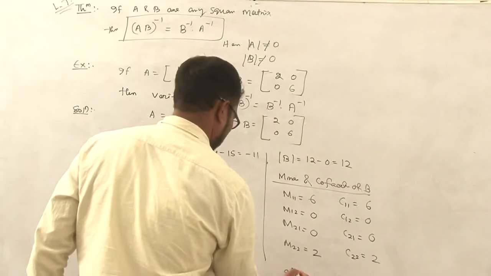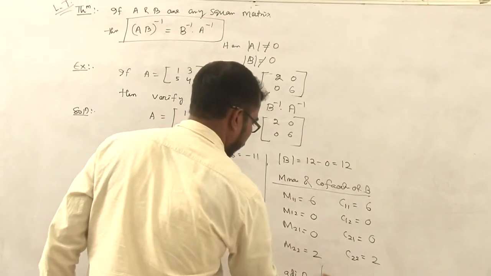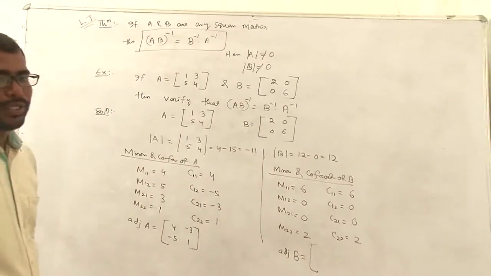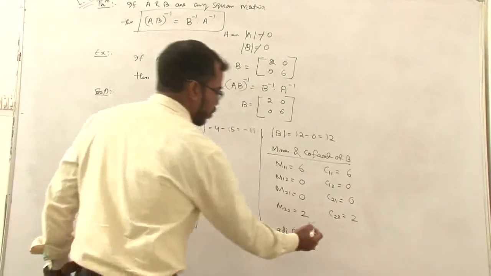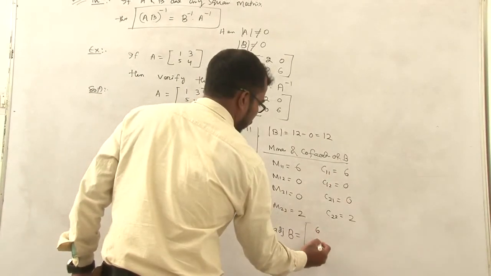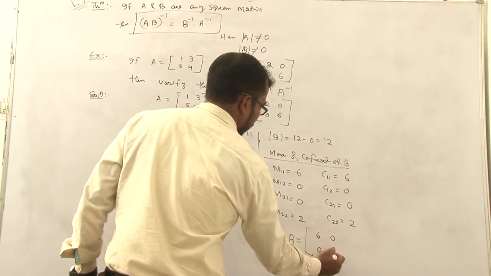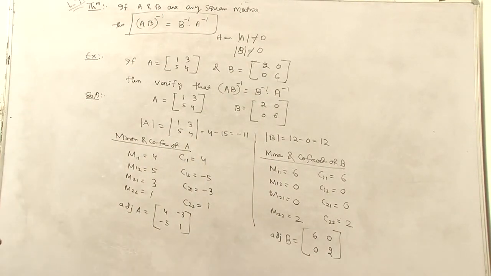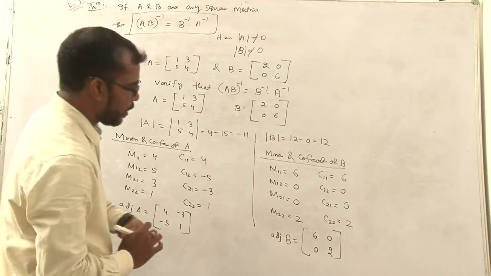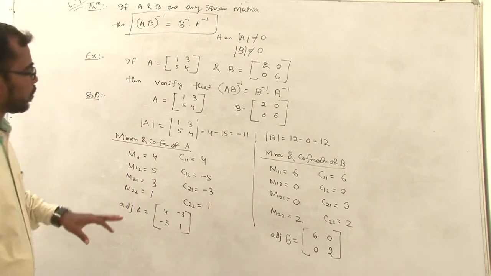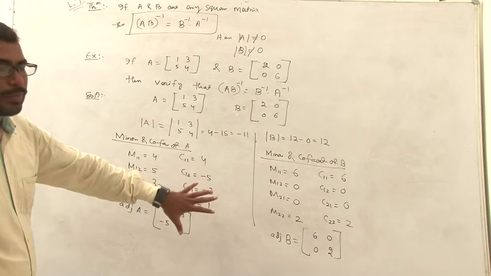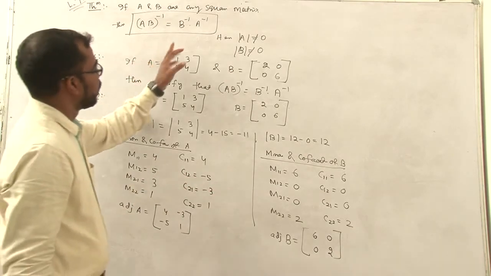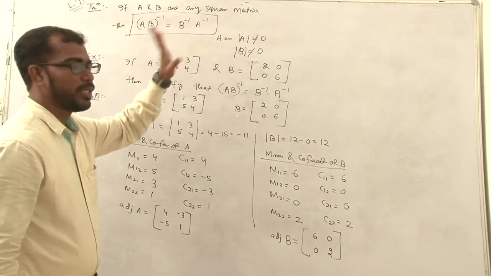So next write adjoint of B. So adjoint of B is 6, 0, first 2 elements in first column and the next 2 elements in second column. So here is the solution of adjoint of B. So adjoint of A and adjoint of B both are found. Then we can evaluate inverse of B and inverse of A.